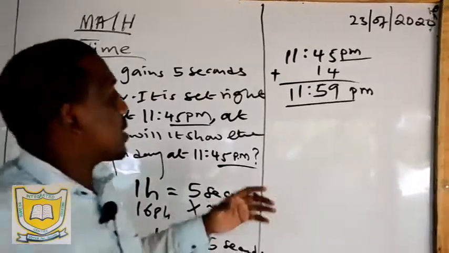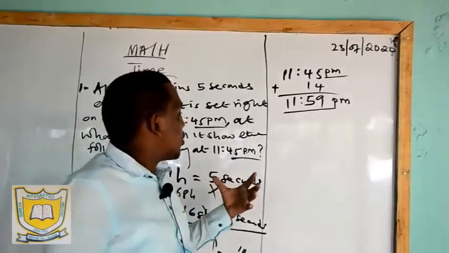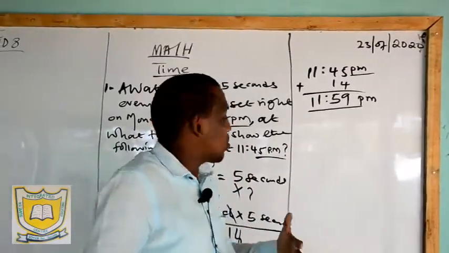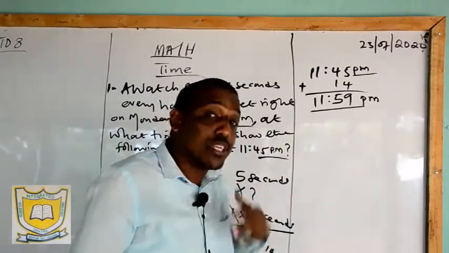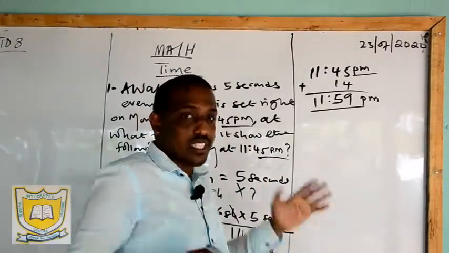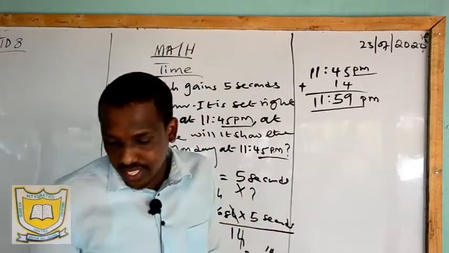Sometimes you see that the times are different: one of the times is AM and the other one is PM. We want to do that one now, because it's different from this one. So let us see a question like that.